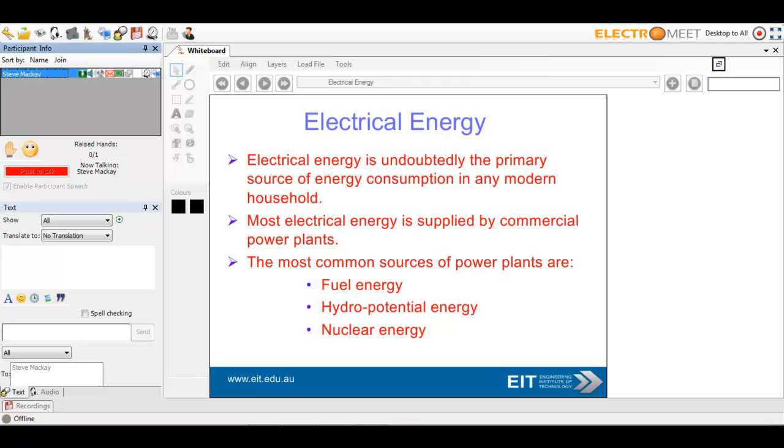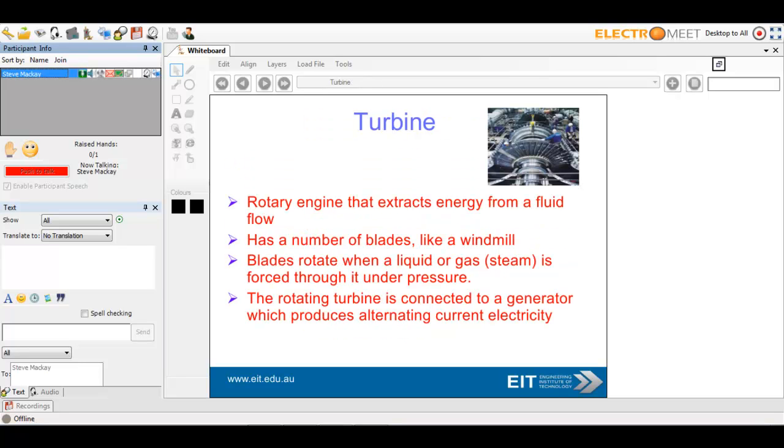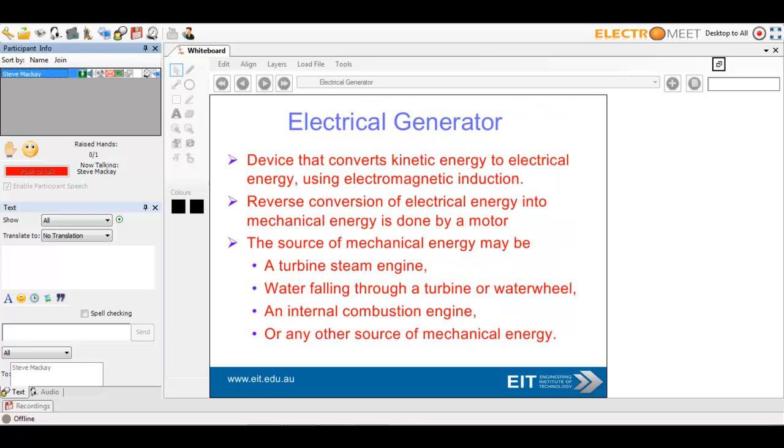What this means is that we take chemical materials, convert them into mechanical movement, and then convert that back into electrical energy, which is probably the most flexible form of energy to work with, using a turbine, for example. The electrical generator will then convert the kinetic energy, half mv squared, to electrical energy using electromagnetic induction.